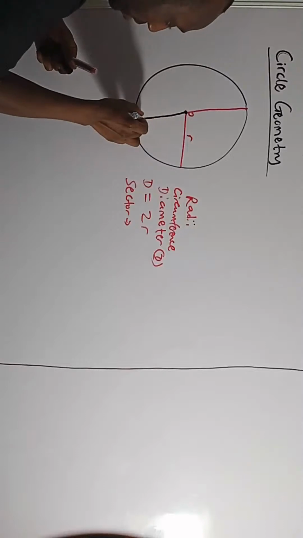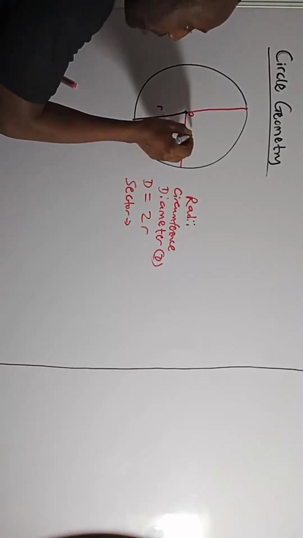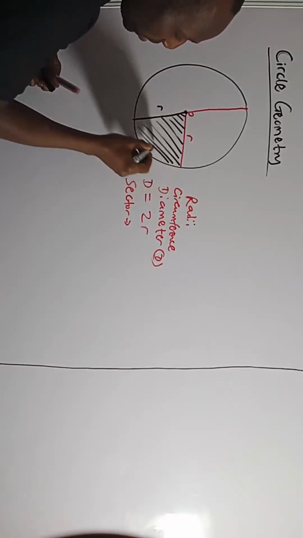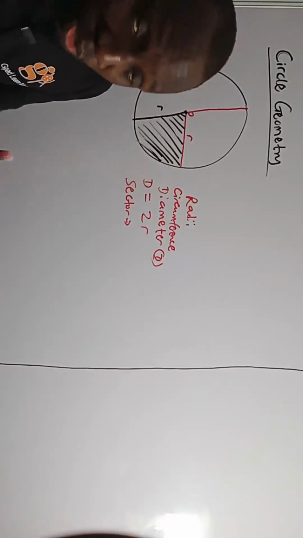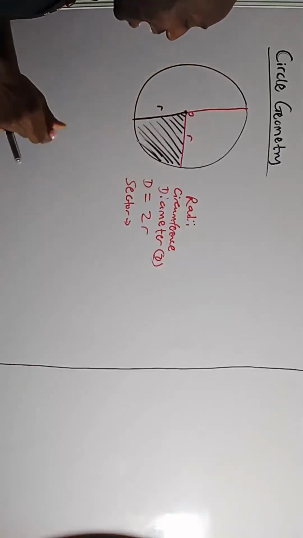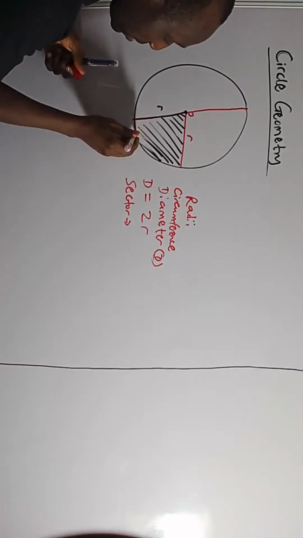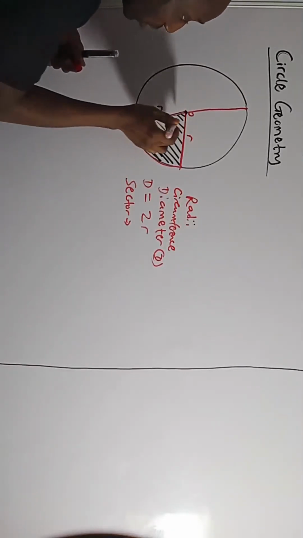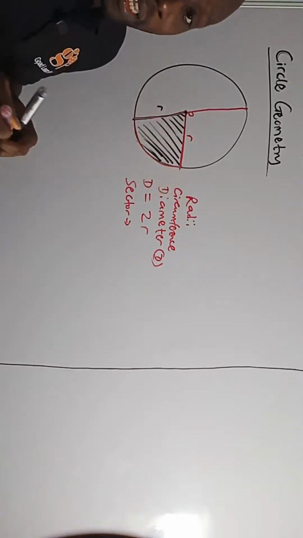From here to here, this is a radius, right? Another radius. Now look at what I'm shading now. This is called a sector. A sector is the area bounded by two radii and an arc. So see, this is an arc, this is a radius, and another radius. What I just shaded now is a sector.